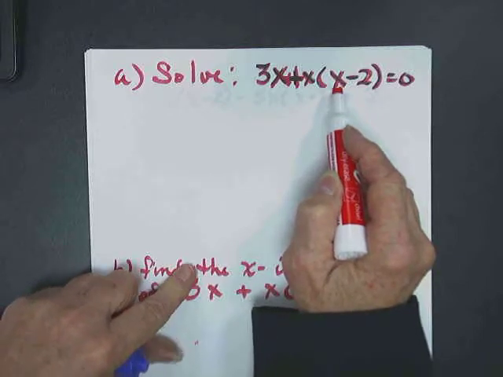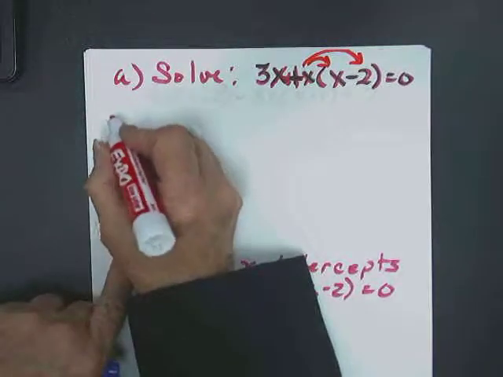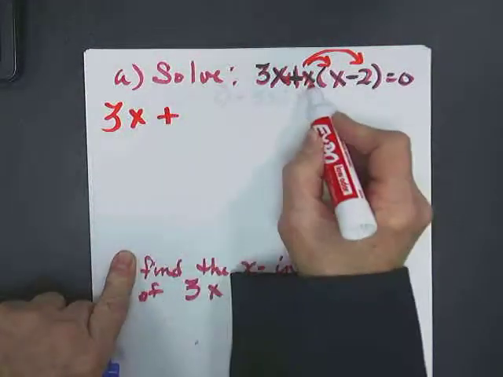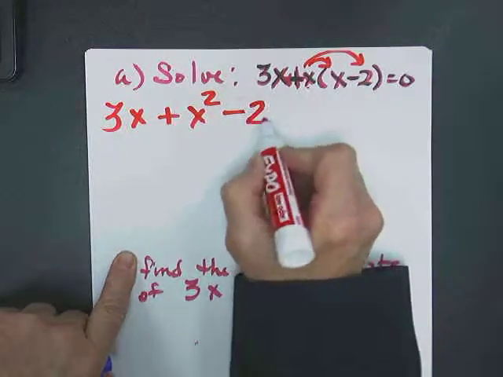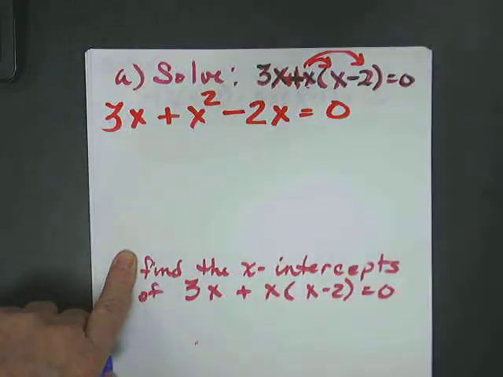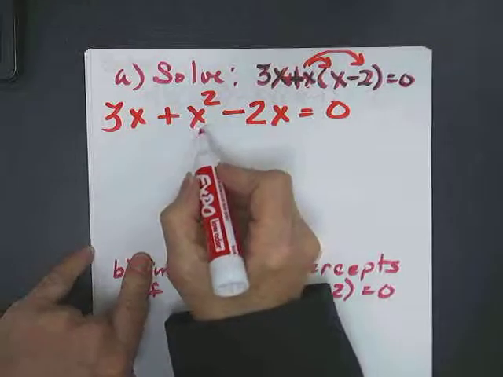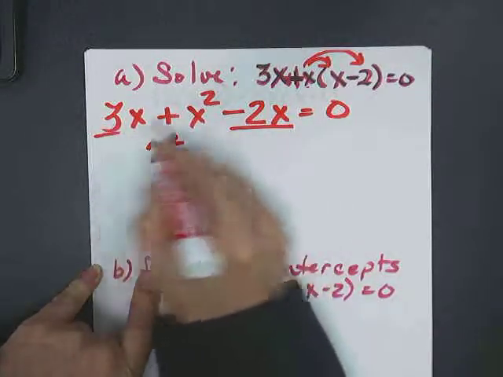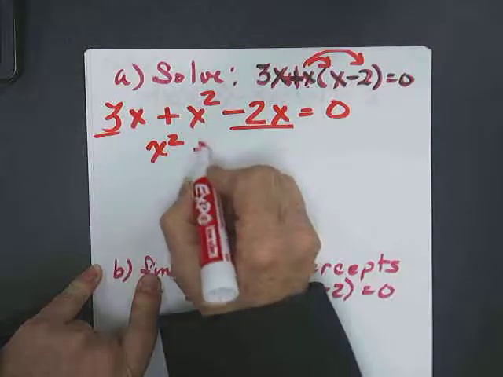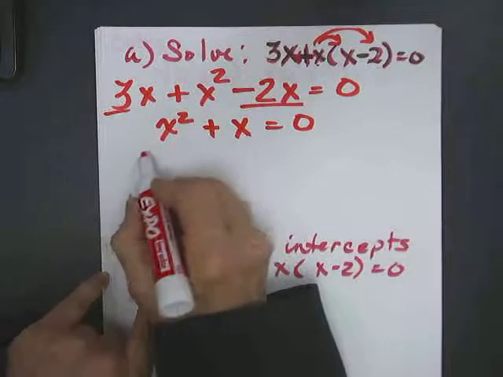Okay, solve this. 3x plus x times the quantity x minus 2 equals 0. So we need to distribute the x. X times x is x squared. X times negative 2 is minus 2x. Okay, so we can combine x's. We have x squared, 3 minus 2.